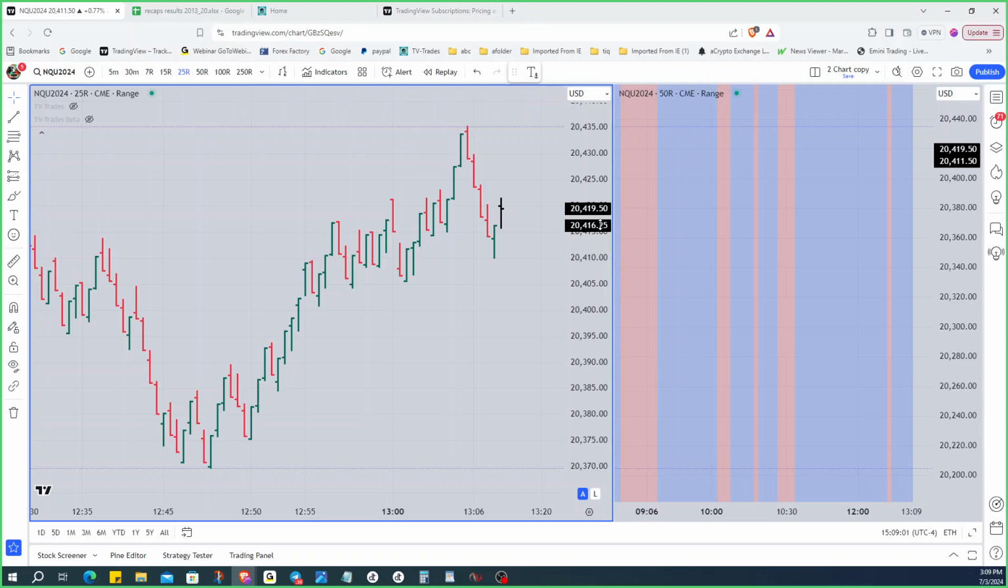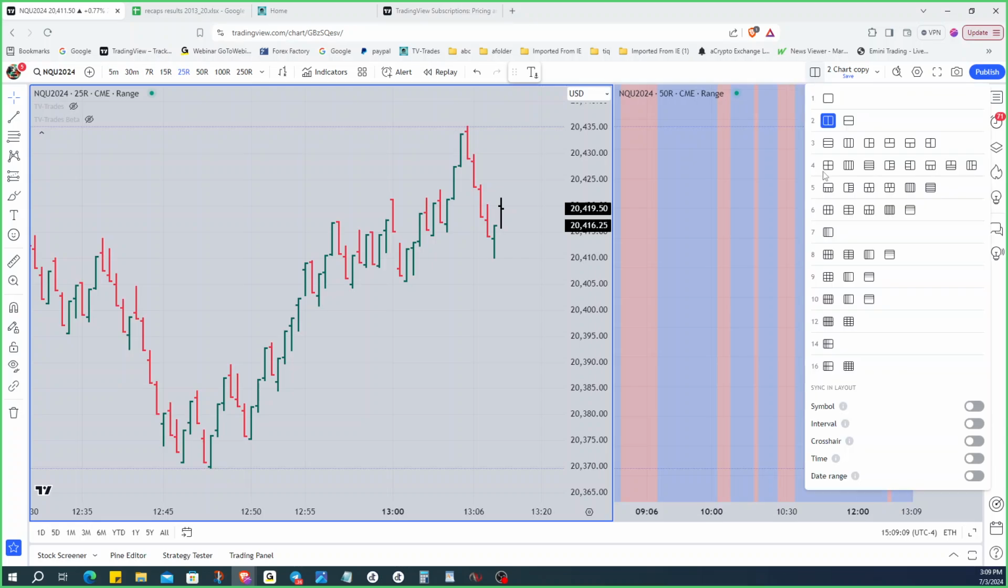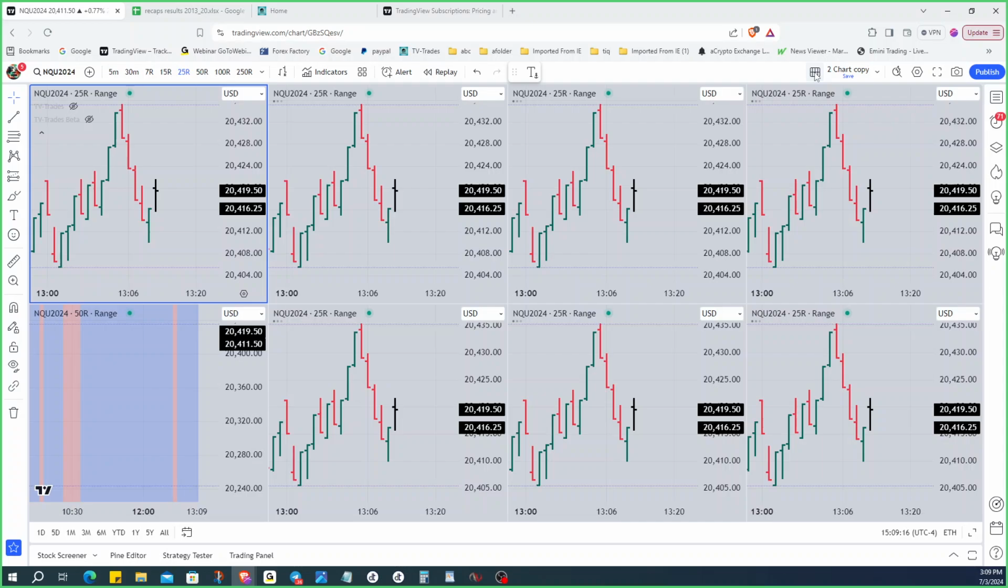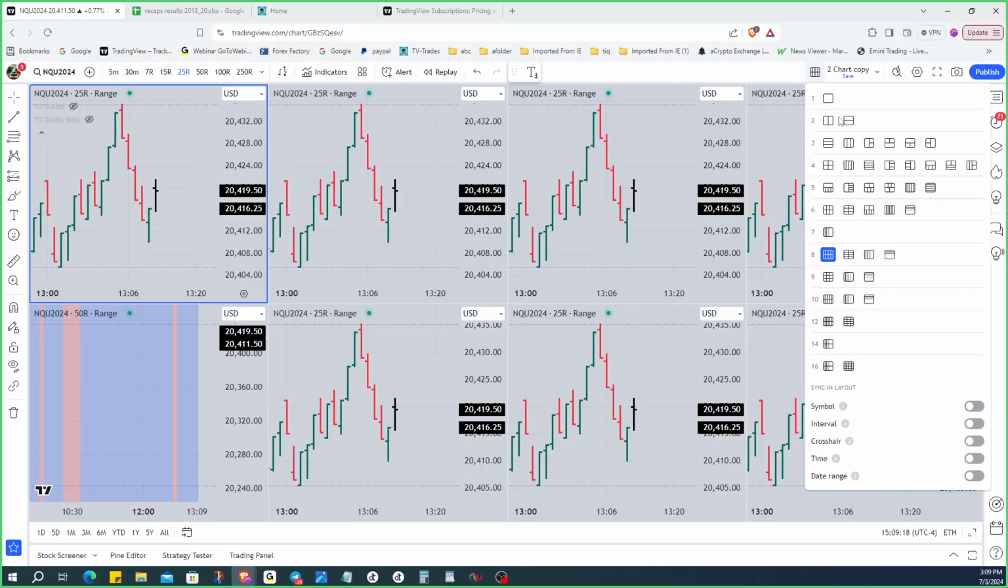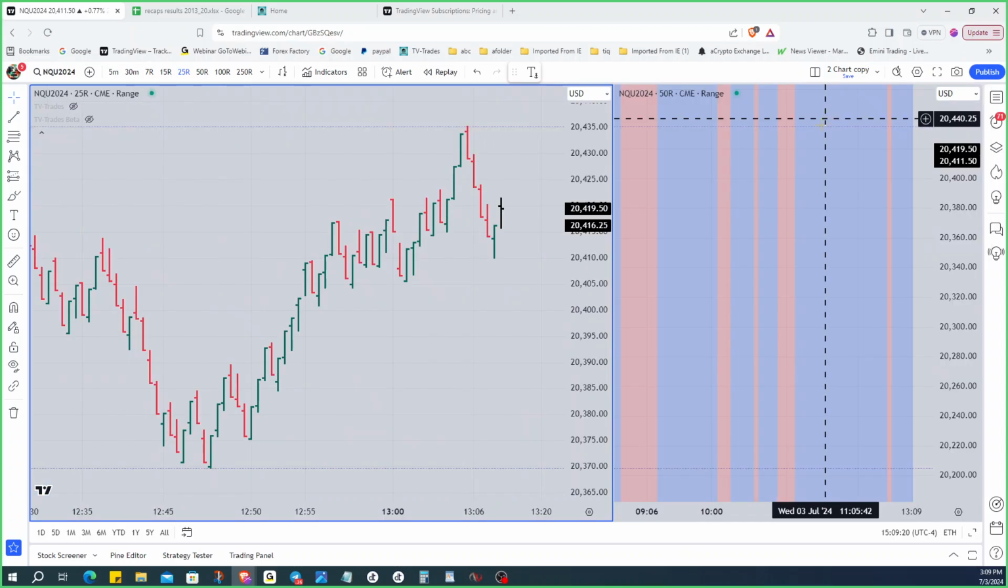So what I've done here is I put this second chart right here on the side, and to do that, you just click on this thing. You can choose a layout that has more than one chart. Because I have premium, I can have up to 8 charts if I want. If I click that, it's going to give me 8 charts. I don't really need or want 8 charts, so I'll go back here to just the 2.